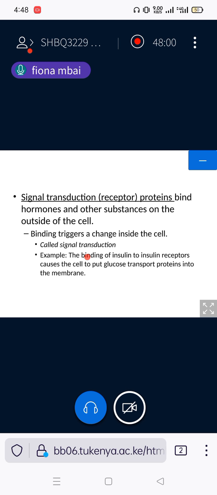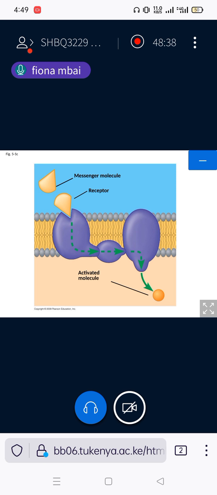Take, for example, insulin, which will bind to insulin receptors found on the surface of cells. Once the insulin receptor has bound the insulin, the cell puts glucose transport proteins into the membrane. These transport proteins for transporting glucose will not work until insulin binds the insulin receptor. And you are aware that some diabetics have insulin receptors which do not function. So these are some of the importance of what we're talking about.